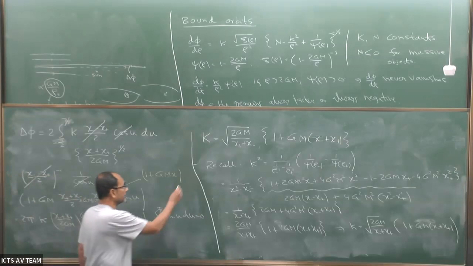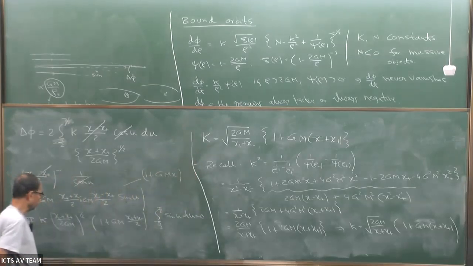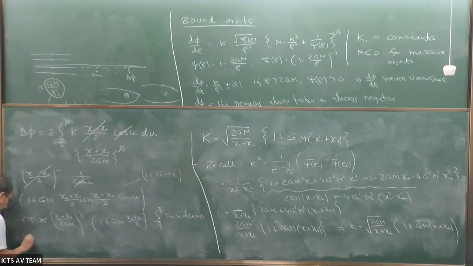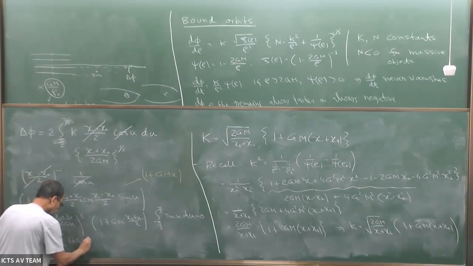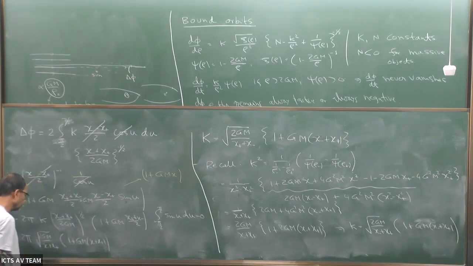Okay, so let's now substitute this expression for k here. So this gives you 2 pi. K is square root of 2gm times 1 plus, and then the rest.